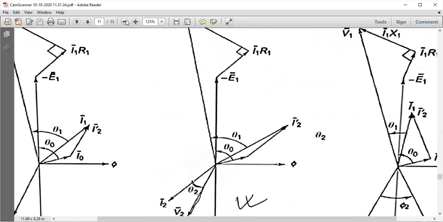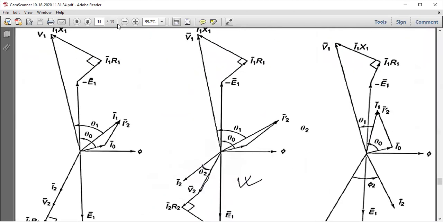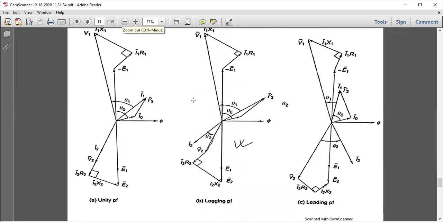Let me zoom it out. Okay, so this is the phasor diagram, and this lagging power factor we already covered. And this is for unity power factor and this is for leading power factor. So for unity power factor and for leading power factor, I want you guys to draw and understand. You should draw, because in your exams last time they asked inductive, so next time they may be asking leading or unity. Unity is very easy because there will not be that phase difference.